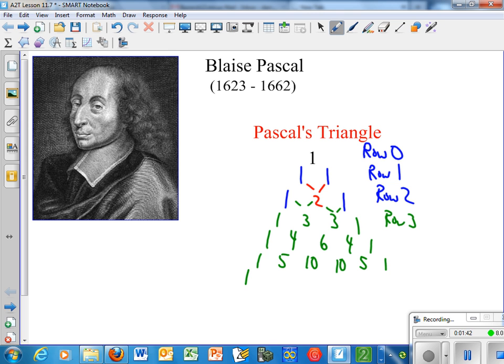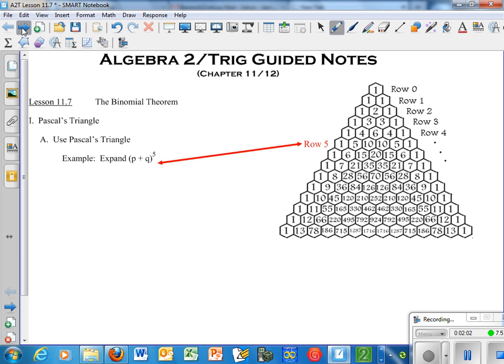Then we'll do one more row. 1, 6, 15, if I add the 2 numbers above it, 20, 15, 6, and 1. And obviously, this continues, and it's an infinite triangle. Obviously, the numbers would start to get quite a bit bigger as you move down the rows. Now, we'll look at how this is used to expand binomials to powers.